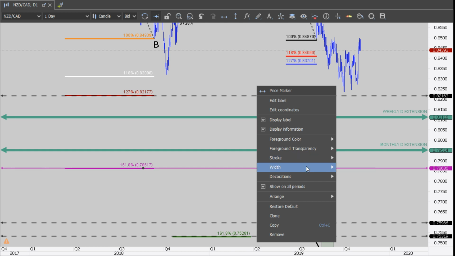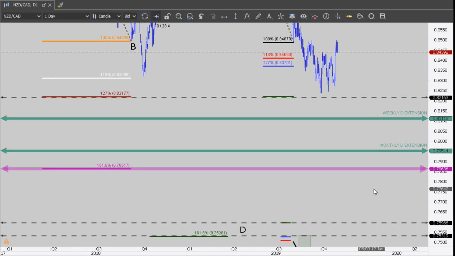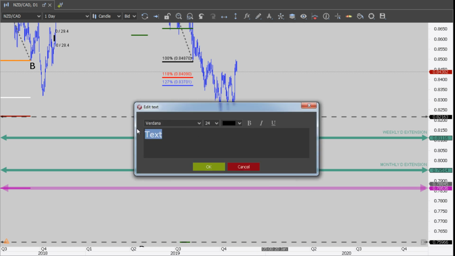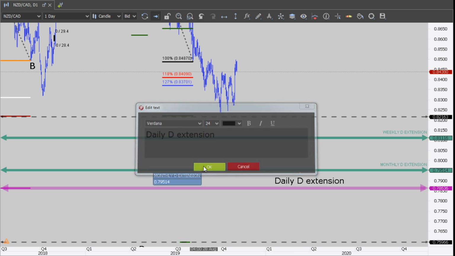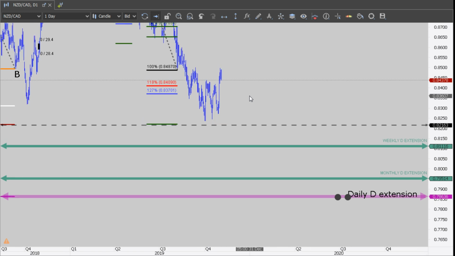Like this, and like this. There you go. So we have the three extensions. This is the monthly, the weekly, and the daily. The extension is going to be here. Daily, the extension. Which one? D of the confirmation Fibonacci.